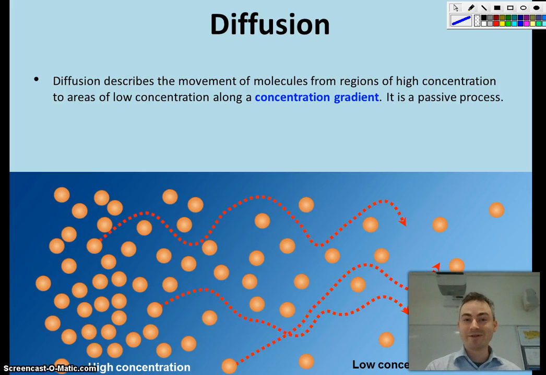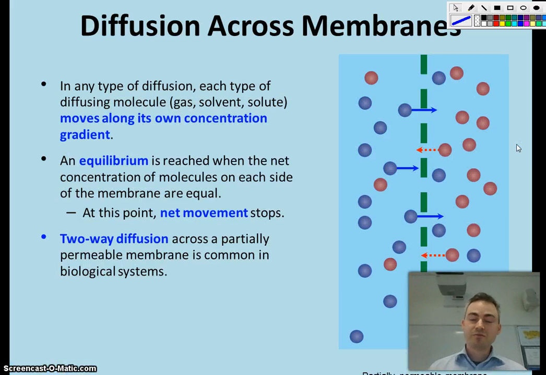It's the reason that if you release a gas on one side of the room, it will then diffuse or spread throughout the entire room, because the particles naturally move from areas of high concentration to low concentration. It doesn't require any energy, it just naturally happens. And so substances can move across the cell membrane. They can naturally diffuse across.